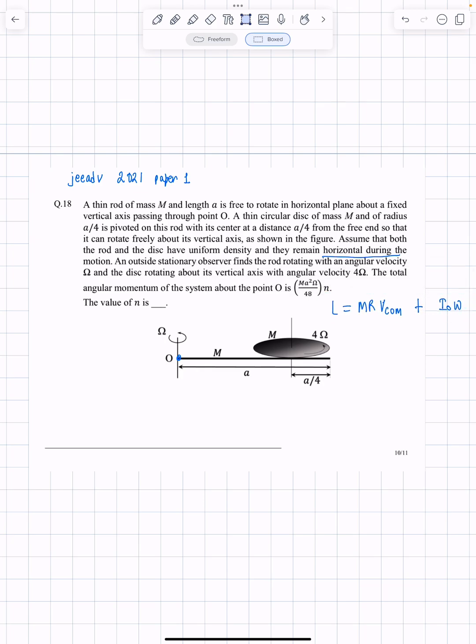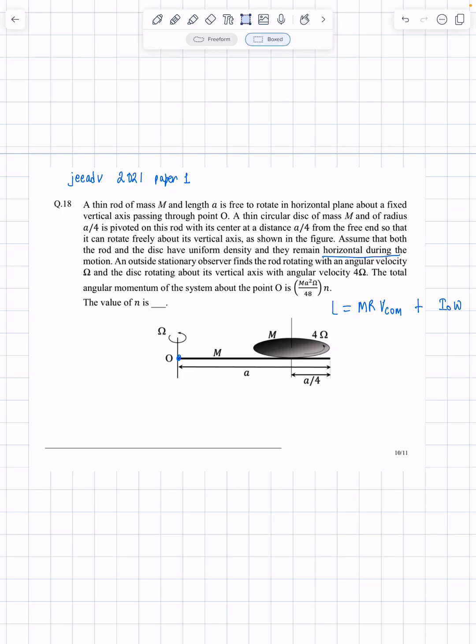The rod is rotating with angular velocity omega, and the disk is rotating with 4 omega. So the disk is rotating around its own axis with angular velocity of 4 omega, and the rod plus disk are rotating around the axis passing through O with angular velocity omega. Then we have to find the total angular momentum. We can always find the angular momentum of two different rigid bodies separately and add them vectorially. However, here both angular momentums are in the z direction, so we can just add their magnitudes.